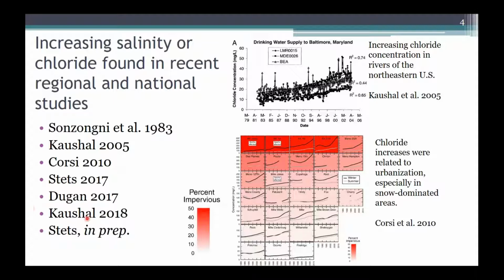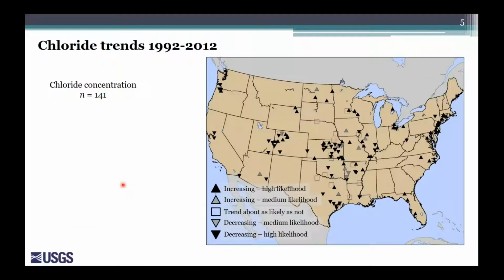Since then, there's been a series of papers that have come out expanding this idea and relating it to some different things. The one I'll talk about the most today is the paper that we had that came out last year, relating trends in chloride to the potential for corrosion in drinking water facilities. Okay, so I'll turn to that study right now.